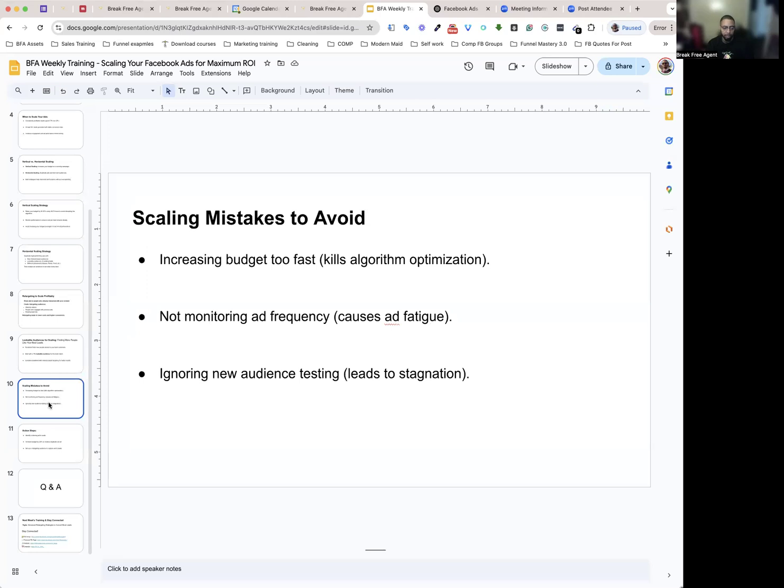Now, mistakes to avoid: increasing your budget too fast. We already really talked about this. Don't double your budget overnight. You can't do that. Another is not monitoring the ad frequency.